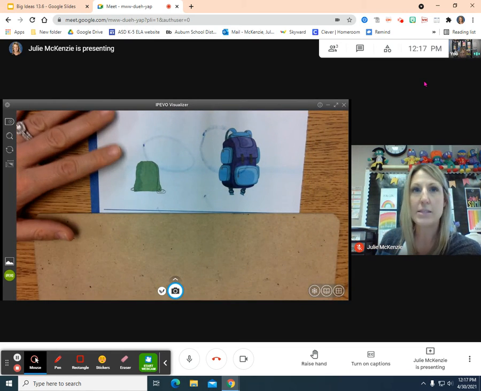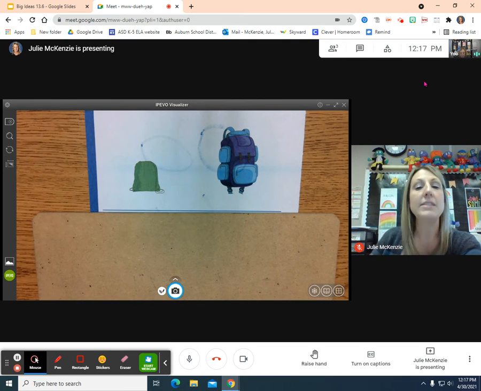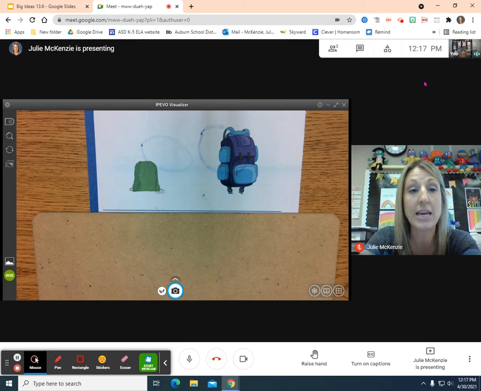Let's look at these backpacks. What if somebody was going on a camping trip and they had to take a backpack? Which of these backpacks do you think would hold more camping supplies? Can you circle the backpack that holds more supplies?